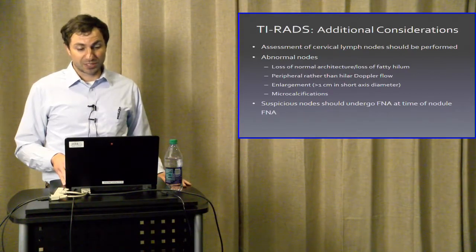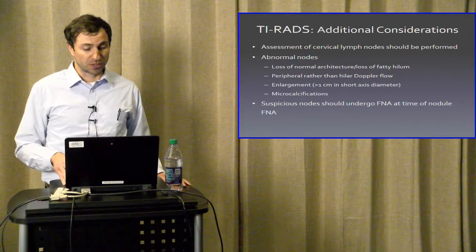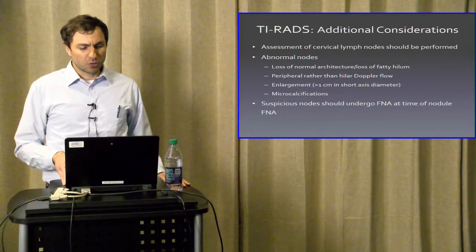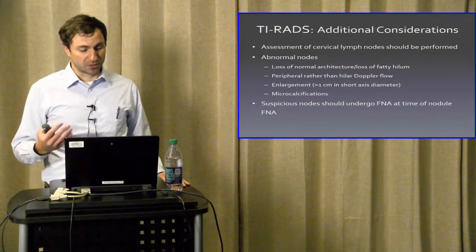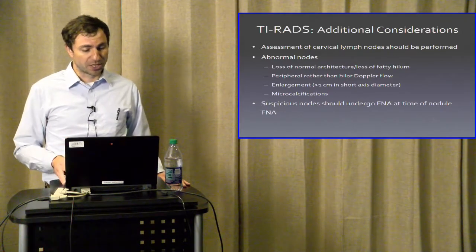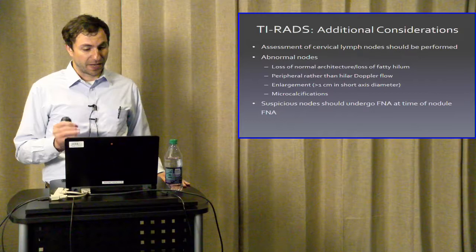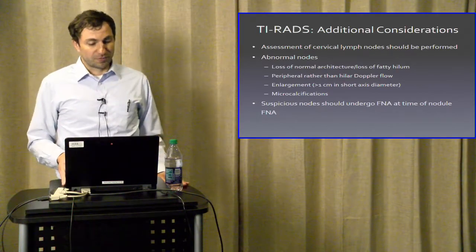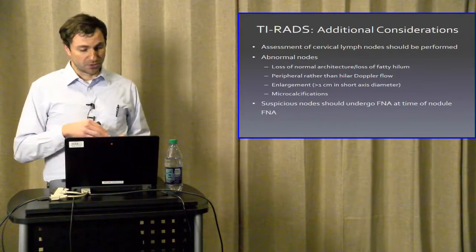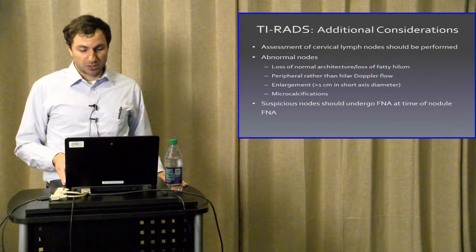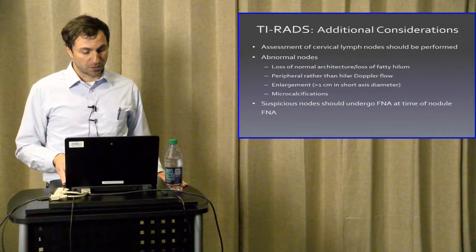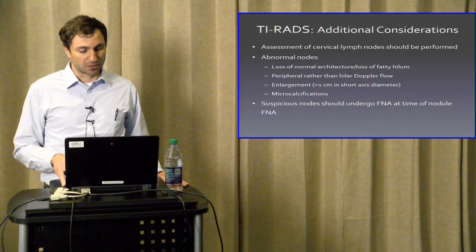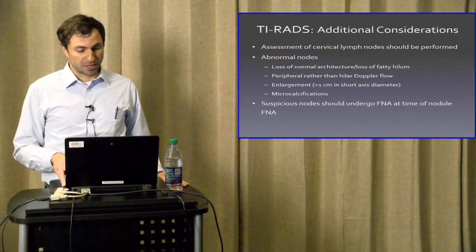We should be assessing cervical lymph nodes at the time of our ultrasounds, and those should be commented upon. What we look for is normally a lymph node has what we call a reniform or kidney bean shape with a normal fatty hilum. So if you lose that fatty hilum, if you see peripheral Doppler flow rather than a central vascular pedicle within a lymph node, or if the lymph node is larger than 1 centimeter in short axis diameter, those can be suspicious features.